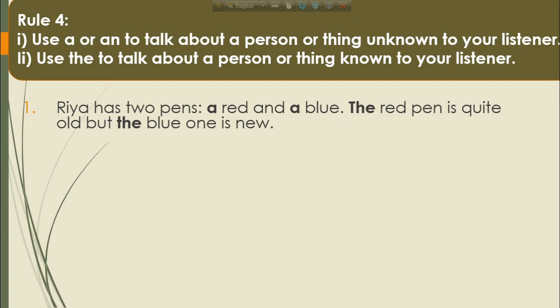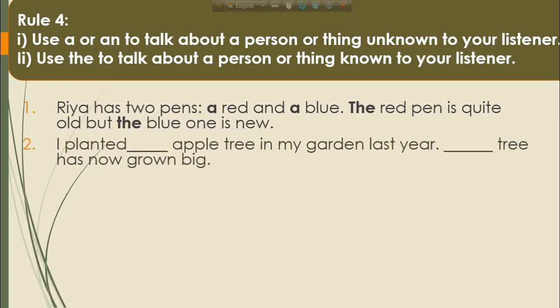This is Ria's pen. In the next example, you see: I planted dash apple tree in my garden last year. Dash tree has now grown big. Here I'm mentioning the apple tree for the very first time. Until now, this apple tree is unknown to the listener. So we have to use an here. We should say, I planted an apple tree in my garden last year. Now the apple tree is known to the reader or the listener. Now you can say that the tree has now grown big.